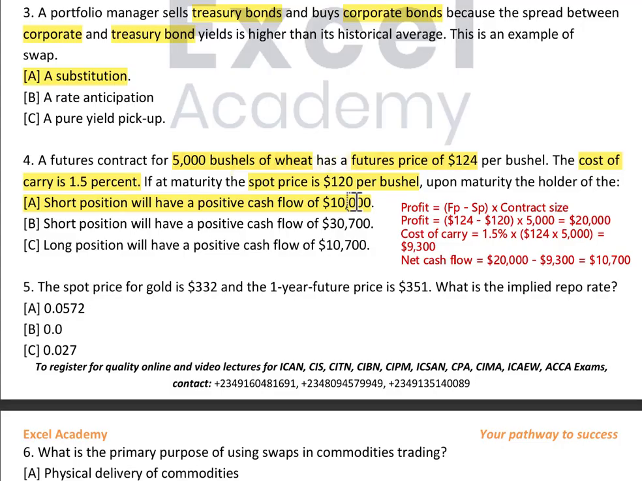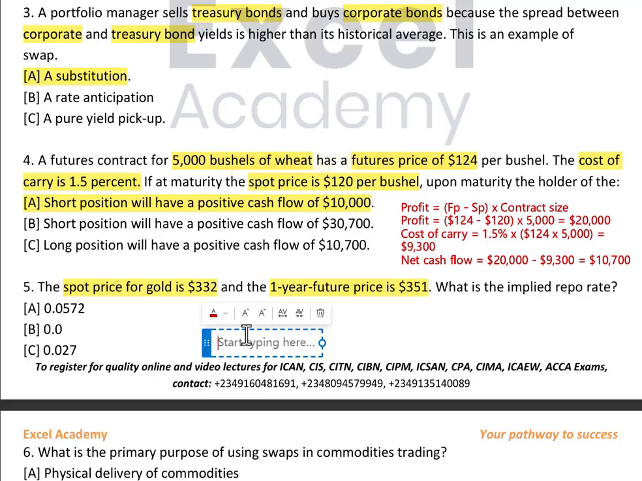So now let's go to number 5. The spot price for gold is 332 and 1 year future price is 351. So what is the implied repo rate? That's what we are asked to do. What's the formula for the implied repo rate? That's what we would ask ourselves. Implied repo rate. Normally this is what the examiner is trying to say: that is the price increase from spot to the futures. So more or less like present value and future value.